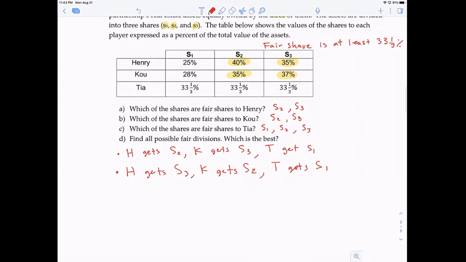So that concludes our video. In the next few videos, we're going to look at methods to fairly share or fairly divide something so that it's fair to the players.